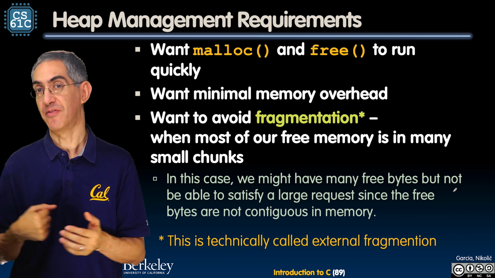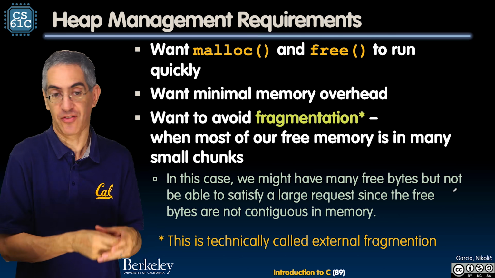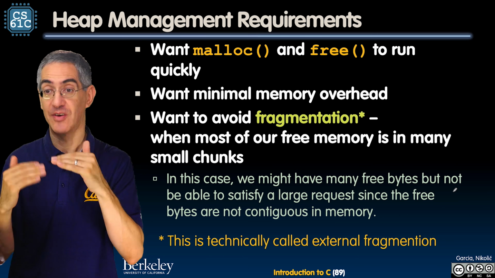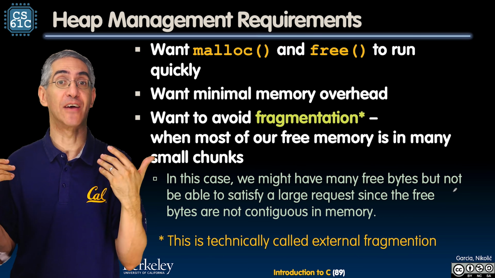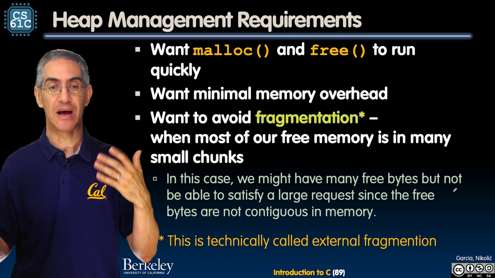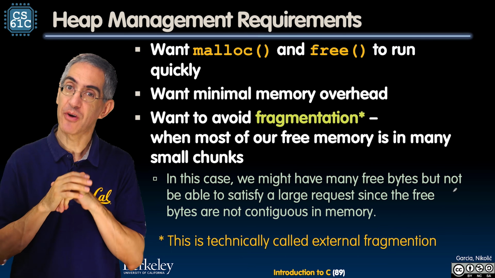You want malloc and free to be fast. Stack allocation was really fast. Here, int arr open square bracket 1,000,000, boop, really fast. If it works. If it doesn't work, it crashes. But if it works, it's fast, so that's great. But you want malloc and free to be fast. You want to minimize memory overhead, how much bookkeeping you need to keep track of to do this. And you want to avoid fragmentation.